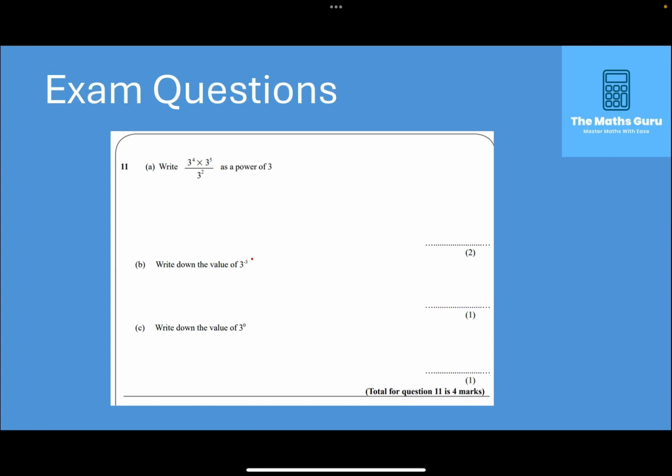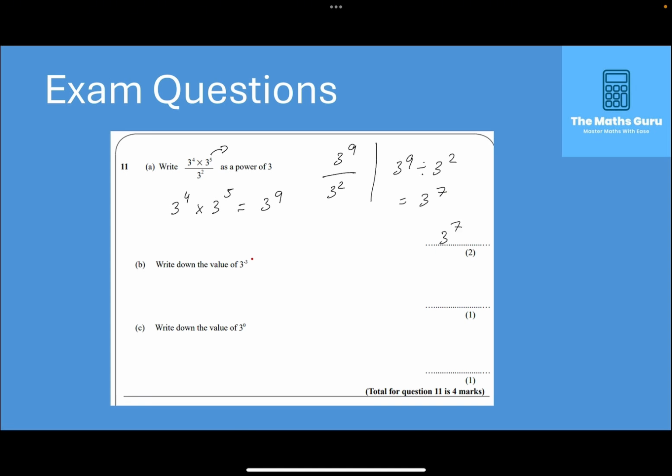Okay, moving on to the exam style questions. They want us in this question to write 3 to the 4 times 3 to the 5 divided by 3 to the 2 as a power of 3. So I think the most sensible thing to do is sort out the numerator and go 3 to the 4 times 3 to the 5 is equal to 3 to the 9. 3 to the 9 divided by 3 to the 2 is equal to 3 to the 7.